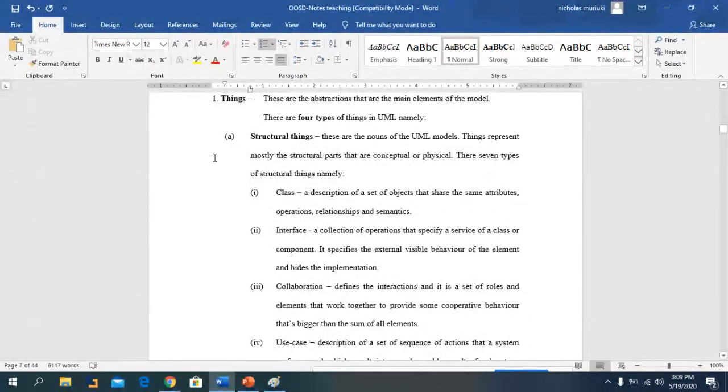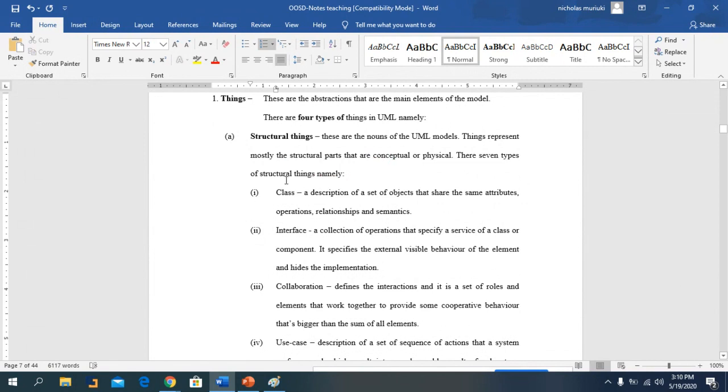And one of the structural things that we have is the class. What makes a structural thing? When I'm building a house, what makes a house? Timber, stones, roofs, and many other things that we have. So this is made up of a class and a description of objects, maybe in how the objects are able to communicate together.